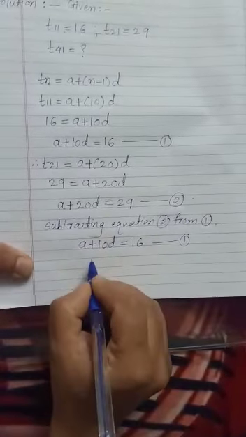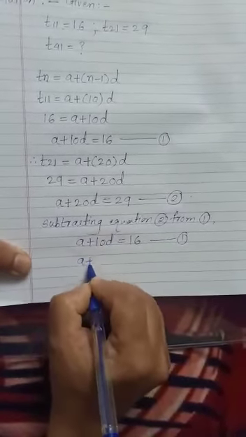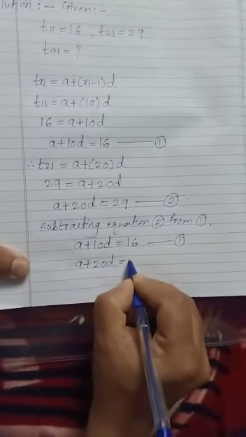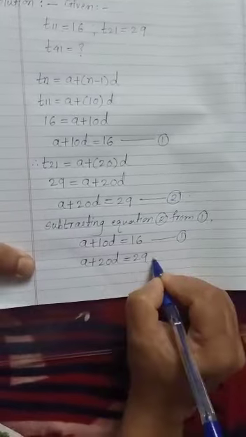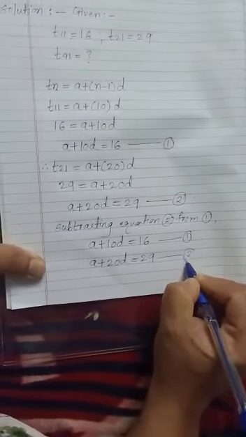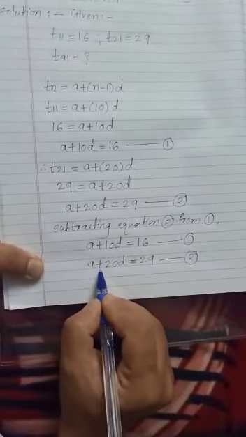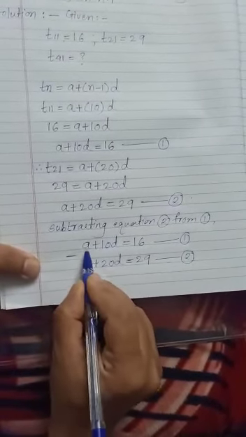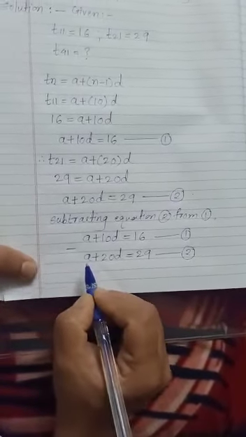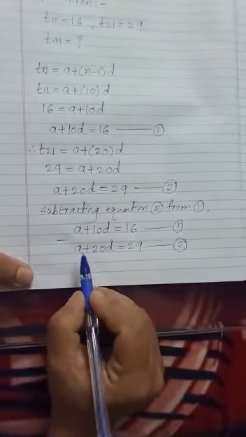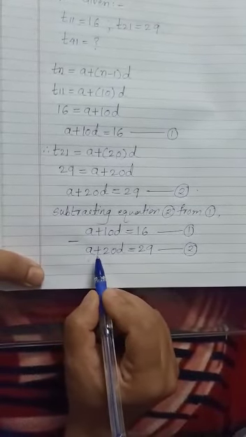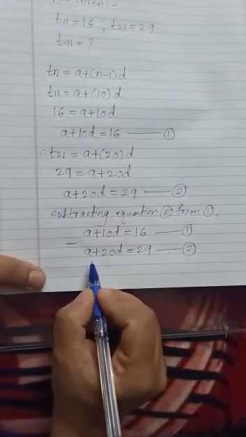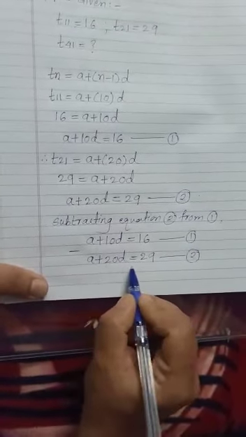Below this, we are arranging the second equation: a plus 20d is equal to 29. It is equation number two. Understood? As we have to subtract the second equation from the first, we give a minus sign in between the first equation and the second equation. And we know that in subtraction the signs of the second equation are changed. So here we are changing the signs of this second equation.